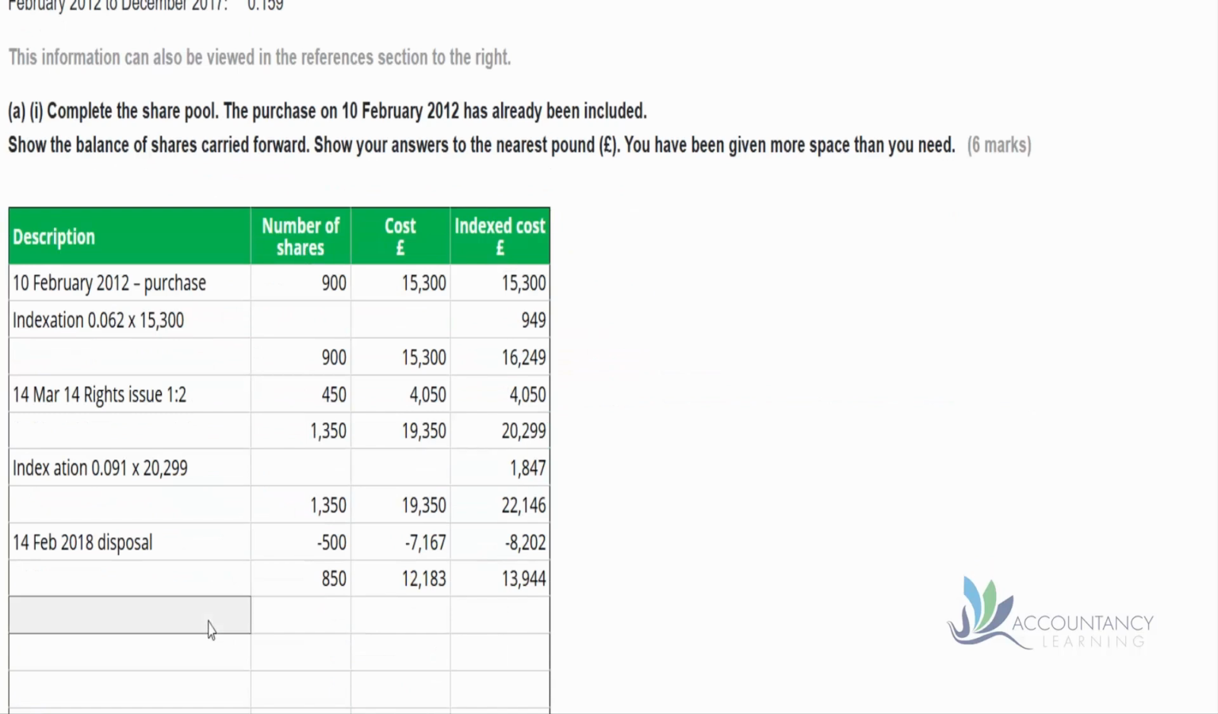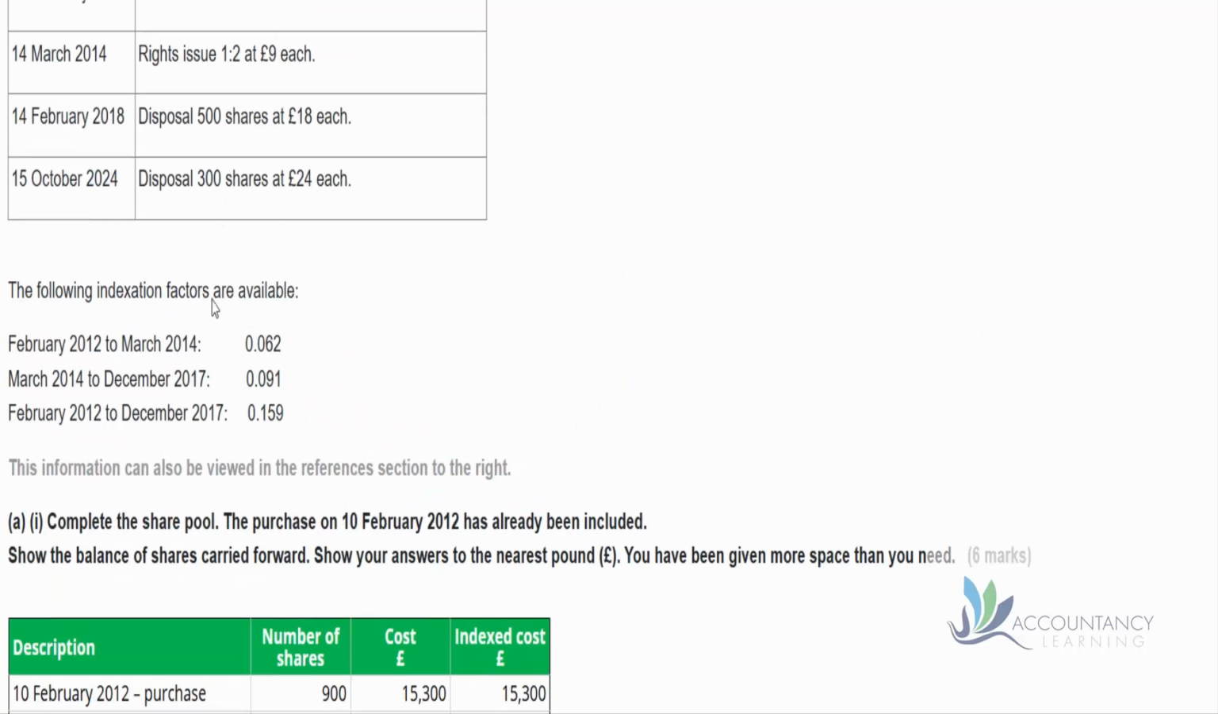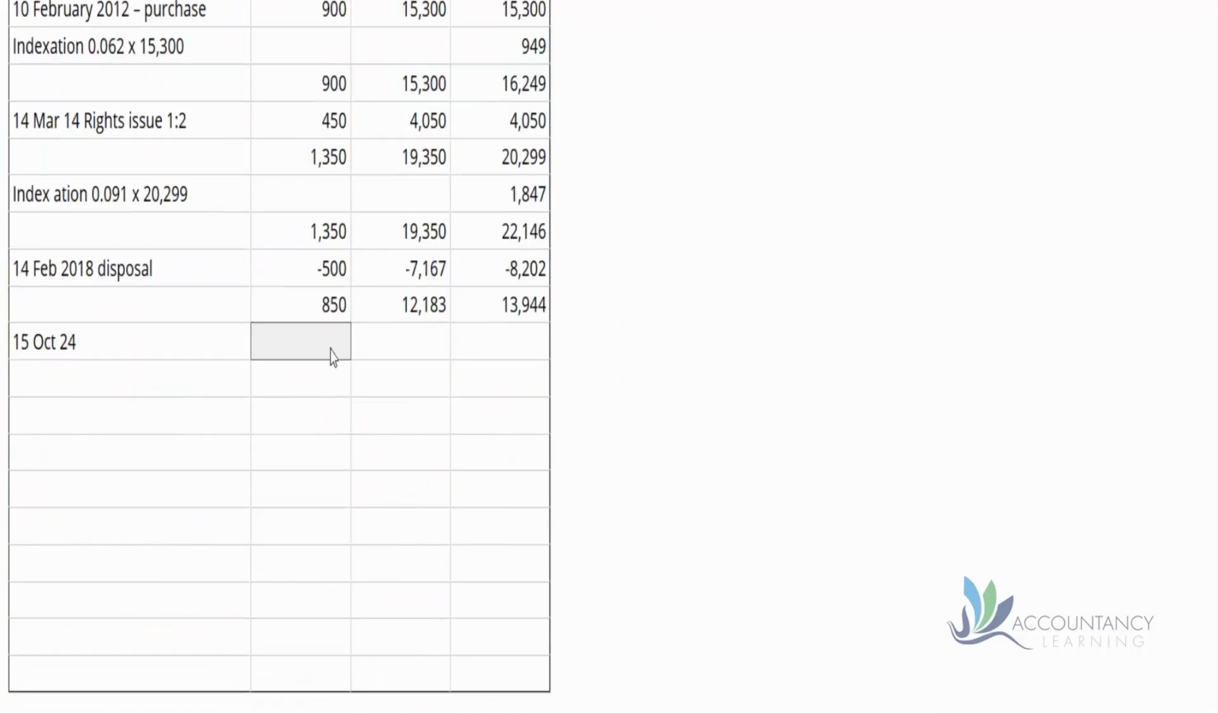Okay, so we can put that 15th of October 24 disposal in. So how many shares are we selling this time? We're selling 300 shares at £24 each. So that's going to be minus 300. And we just need to do the same as we did last time. So 300 out of 850 is 35.29%. So we take 300 divided by 850 and multiply by 12,183, and that gives us a cost of 4,300 with a bit of rounding.